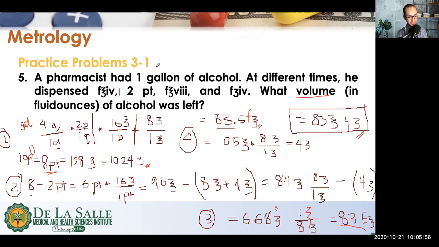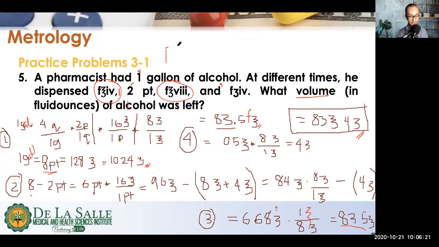So, for example, you're only asked to determine how many fluid ounces of alcohol are left. So, identify that there are already units in fluid ounces. Okay? So, you only need to convert gallon, pints, and drams, okay, to fluid ounces, okay?